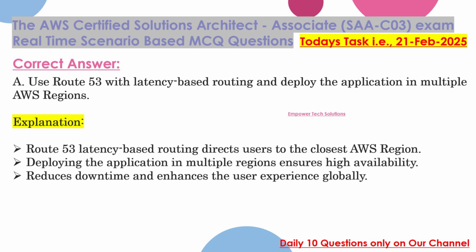Correct answer: A. Use Route 53 with latency-based routing and deploy the application in multiple AWS regions. Explanation: Route 53 latency-based routing directs users to the closest AWS region. Deploying the application in multiple regions ensures high availability, reduces downtime, and enhances the user experience globally.